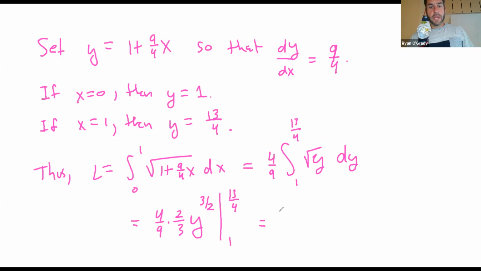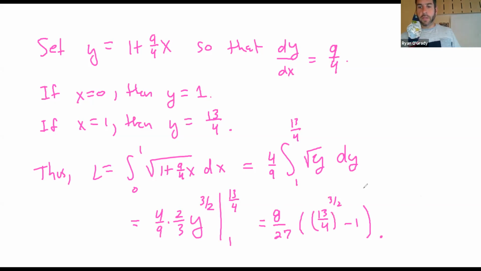Which becomes 8 over 27 times 13 fourths raised to the 3/2, minus 1. And there's not much more you can do. If you wanted to, you can maybe simplify that 13 fourths thing a little bit, but we'll just leave it as is.